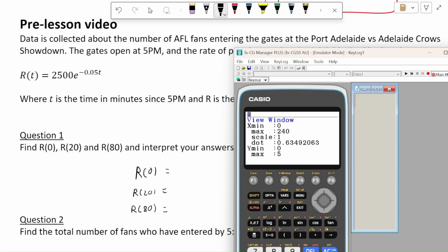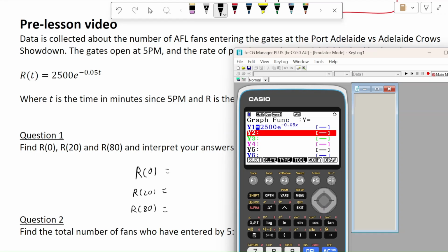Y-min is 0 because I'm assuming people will always be coming in and this is people entering. There are numbers in the thousands in that formula, so maybe let's try 1,000 for our maximum and see what happens. We're missing the top of the graph, so I'm guessing we're going to have to go a little bit higher than that. Let's try 3,000. And there we go, we've got the lovely graph there.